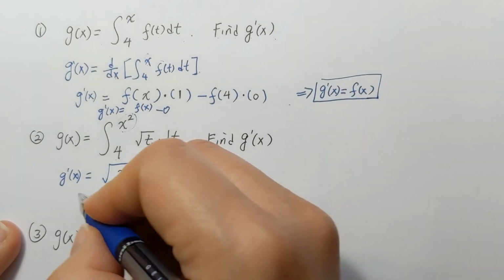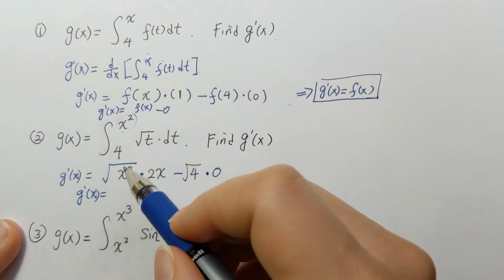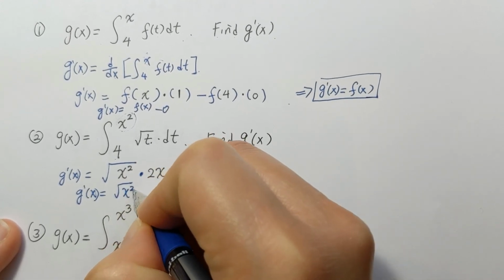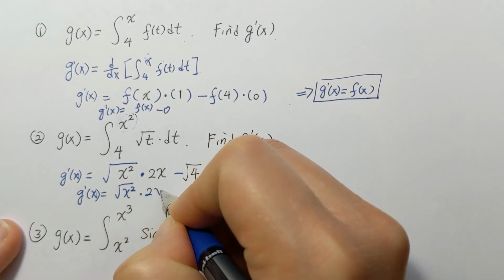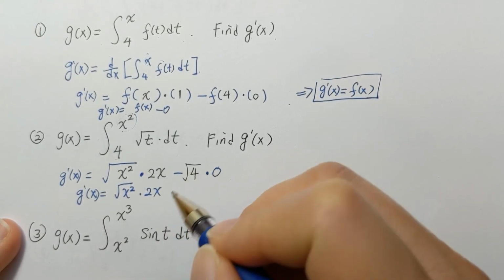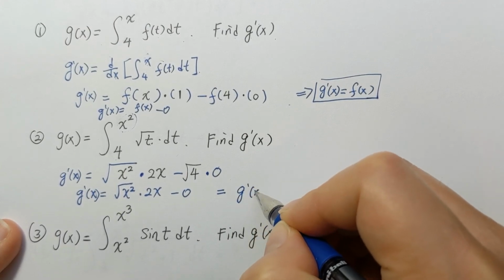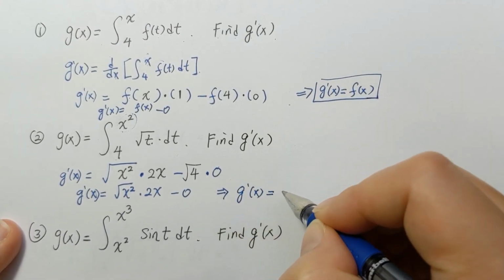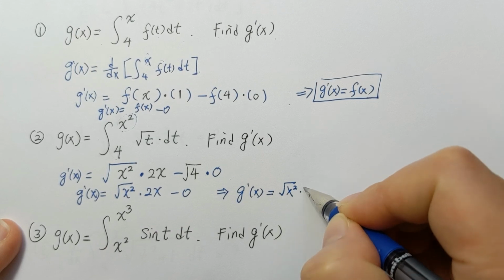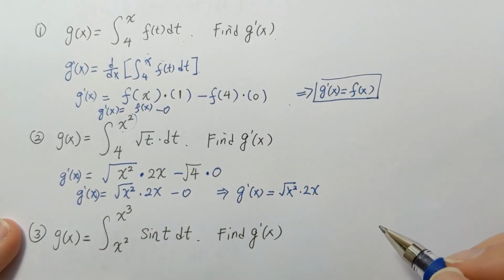So now we simplify. So we get g prime of x equals the square root of x squared. We're not going to simplify it even further. We're going to multiply like this. And then you get the square root of 4 times 0. You get 0. Of course, we can simplify this further, but I'm going to leave it like this.